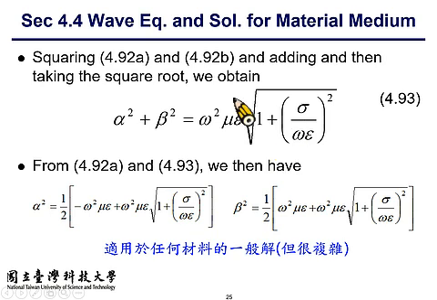Using this relationship, we can reorganize the alpha and beta terms and have the result that alpha squared plus beta squared equals omega squared times this thing, equation 4.93. Using 4.93 and 4.92, we can have the solution for alpha and beta, that is these things.